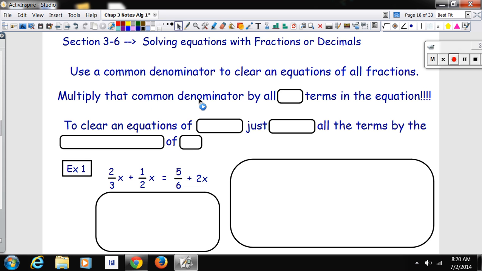Multiply that common denominator by all, I don't know why I put all twice. Cross out this all. By all terms in the equation. All terms, not just the fractions. If you only multiply by the fractions, then it won't work. You got to multiply it by all the terms. Got to stay equal on both sides, so you got to multiply it by everything.